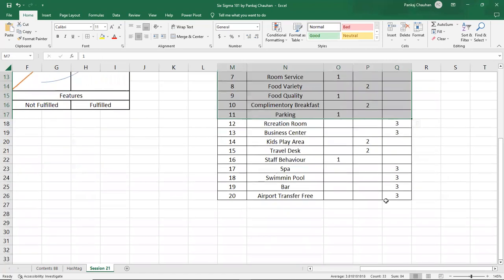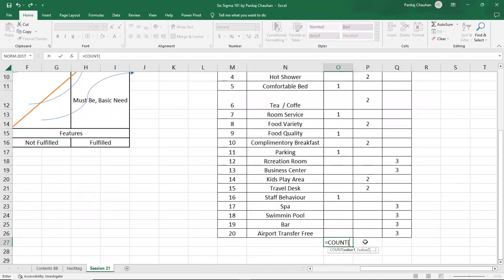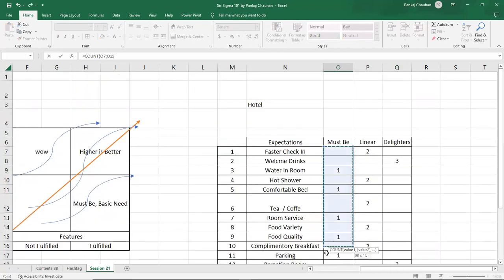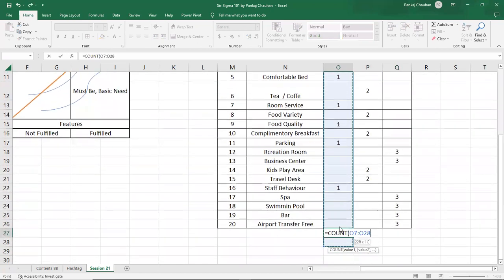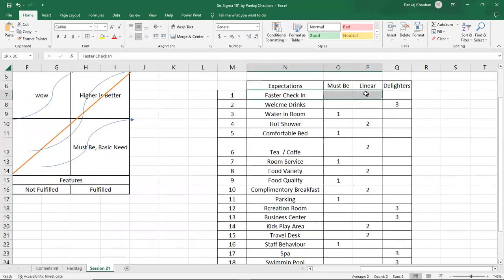Product means hotel room, and I categorize into three categories. You can see out of 20 features, when you do the count, how many of these are in the must-be category, which means from day one when the customer is entering into your hotel, these things have to be there. So 6 features out of 20 are the basic minimum requirement. Now, the next thing, 7 features are always where you will try to increase the penetration of these, like faster check-in as much as possible.